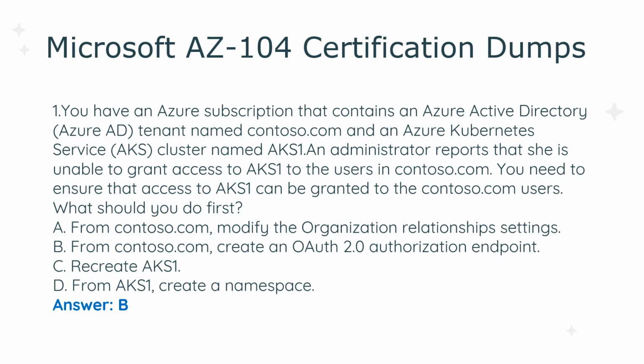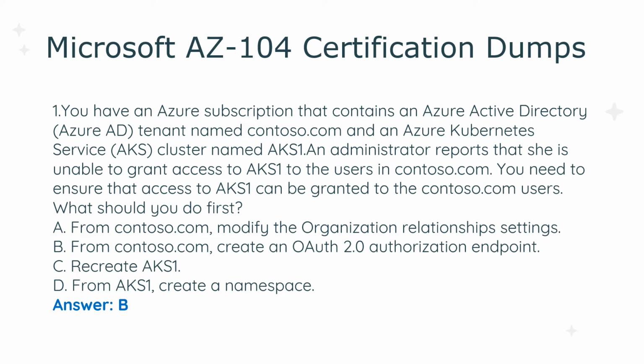1. You have an Azure subscription that contains an Azure Active Directory (Azure AD) tenant named Contoso.com and an Azure Kubernetes Service (AKS) cluster named AKS1. An administrator reports that she is unable to grant access to AKS1 to the users in Contoso.com. You need to ensure that access to AKS1 can be granted to the Contoso.com users. What should you do first?